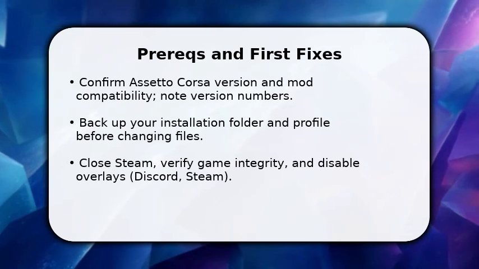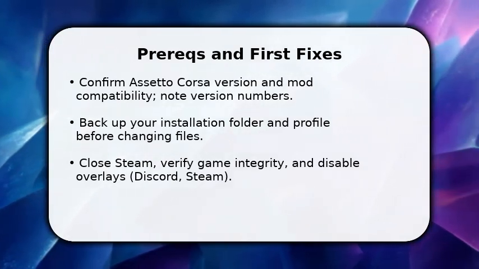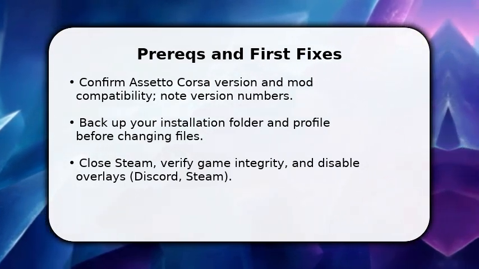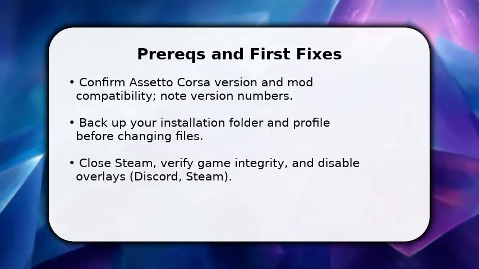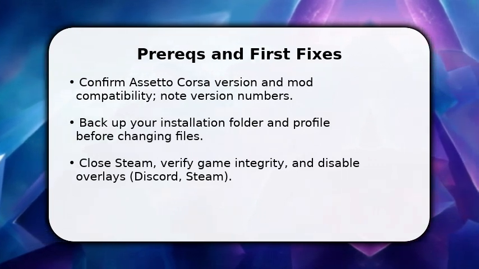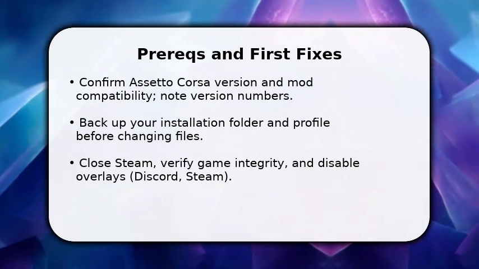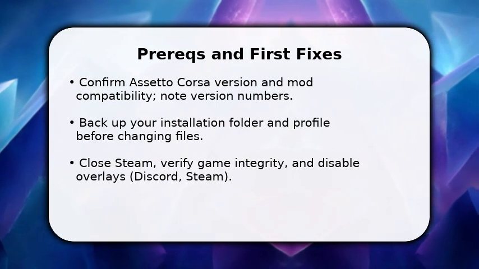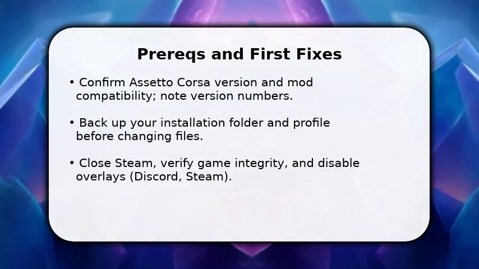You start by confirming versions so you know what you're fixing. Check Assetto Corsa and any YouTube integration mod version numbers. Once done, back up the game folder and profile so mistakes are reversible. Next, exit Steam and all overlays because they commonly block external web players. Then run Steam's Verify Integrity to restore missing files. This sequence removes basic conflicts quickly and makes sure you're working from a clean, restorable state before deeper adjustments.